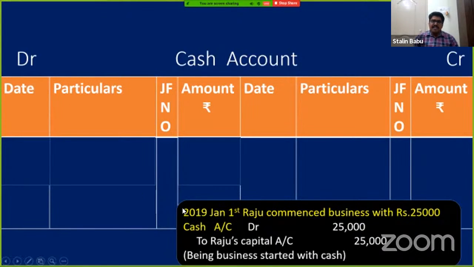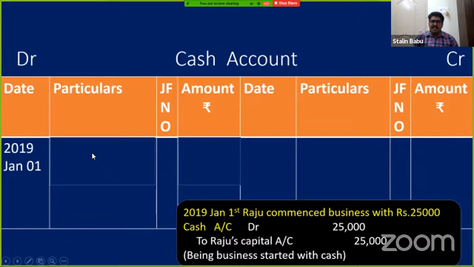So what is the date? In the date column, we record the date of the transaction. What is the date of the transaction? 2019, January 1st. In the particulars column, we record the name. We are recording on the debit side, so in the particulars column, we record the credit entry. What is the credit entry here? Raju's capital account.